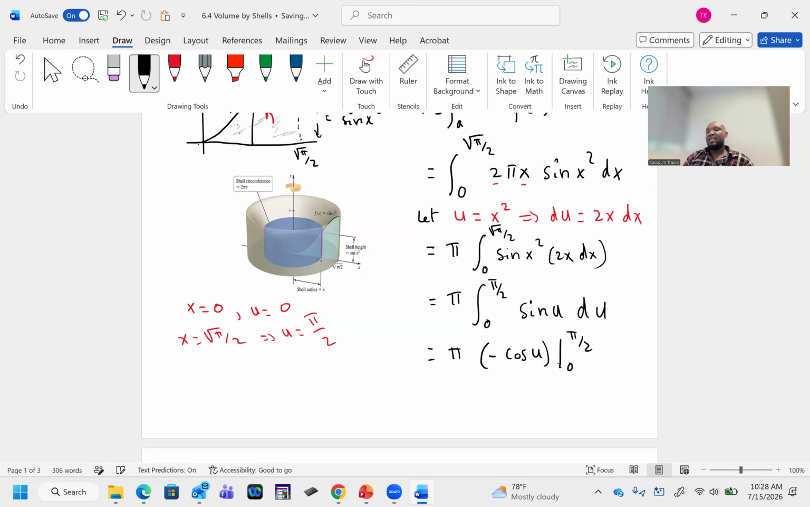So if you substitute pi divided by 2, cosine of pi divided by 2 is 0. So we will basically have pi times 0 minus cosine of 0, which is 1, because this negative will make it negative 1. So the answer would be pi. So in this case, the volume will be equal to pi. And that's it. So again, let's move to the next one.